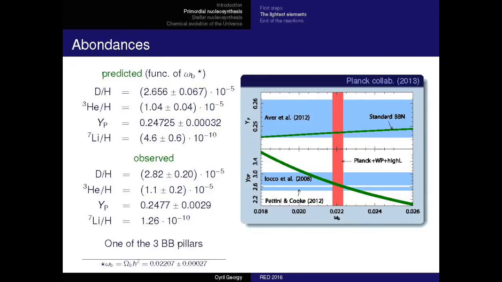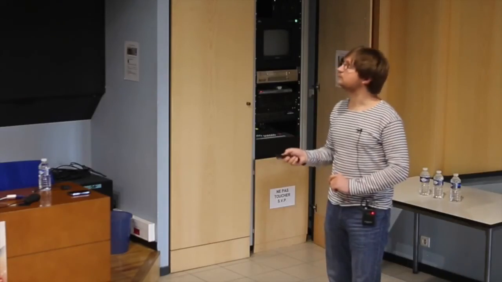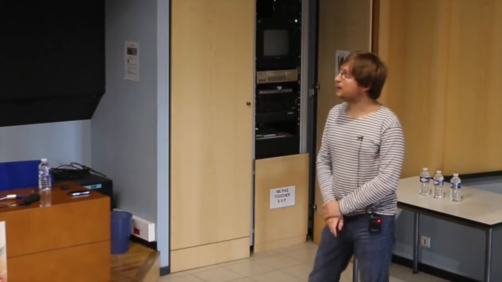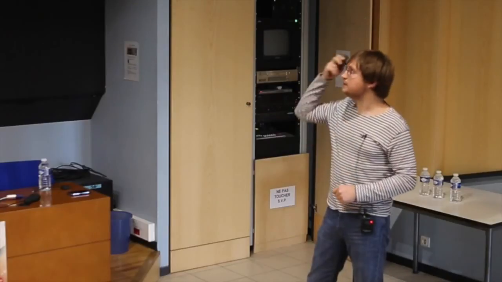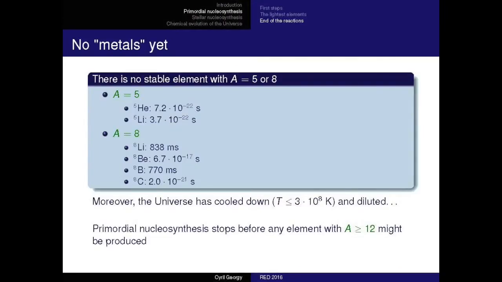And this is why this number here is a bit less than the one we expect. So it is not a major problem so far. So basically, that is what we have at the end of the primordial nucleosynthesis. So why is there no stable element for A equal 5 or 8, as I mentioned before?